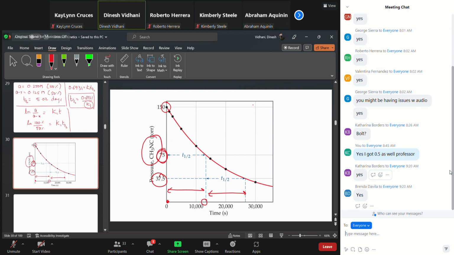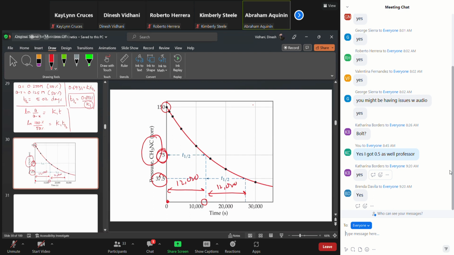I'm sorry, what's that? Isn't 10,000 to 30,000, 20,000 seconds? It is a little bit more than 10,000. I think this one is almost 12,000, something along those lines. And the next one is also 12,000. So this one is 12,000. This one is also approximately 12,000.